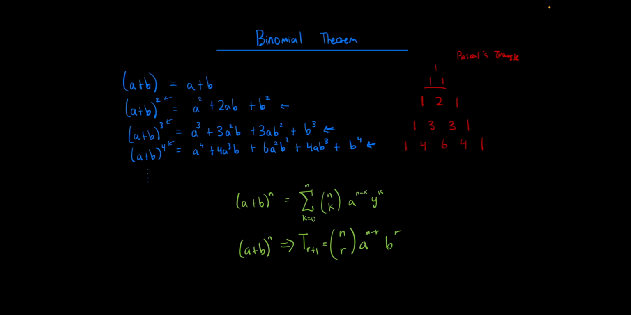And you can probably see that 1, 1 matches with 1, 1 here, 1, 2, 1 matches with 1, 2, 1 here, 1, 3, 3, 1 matches with 1, 3, 3, 1 here, and so on and so on. And that's the important observation. Now, recall the formula for the general expression of a binomial to the nth power: the sigma notation of n choose k, a to the n minus k times y to the k. And to figure out the r plus 1th term inside of any binomial expansion is this. So let's look at an example right now.